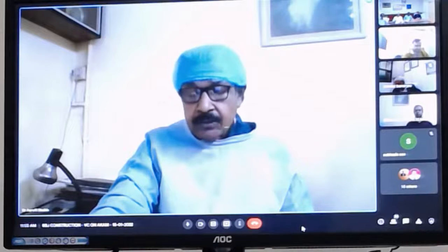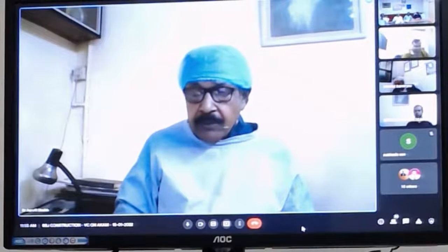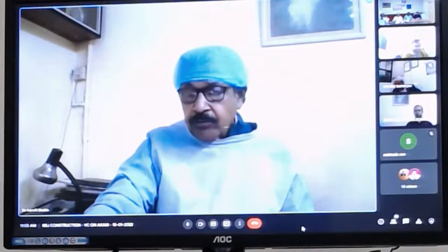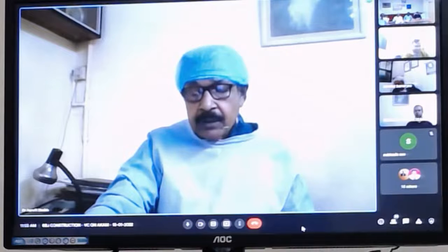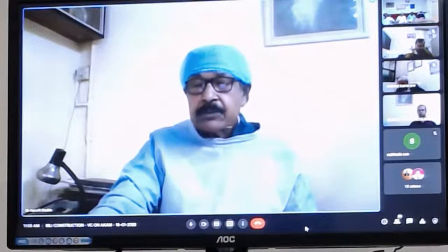And one more thing is persistent hyperplastic primary vitreous. These conditions are common in small eyes, microphthalmos. Persistent hyperplastic primary vitreous.